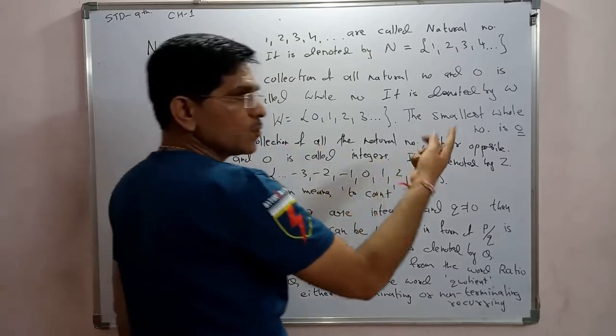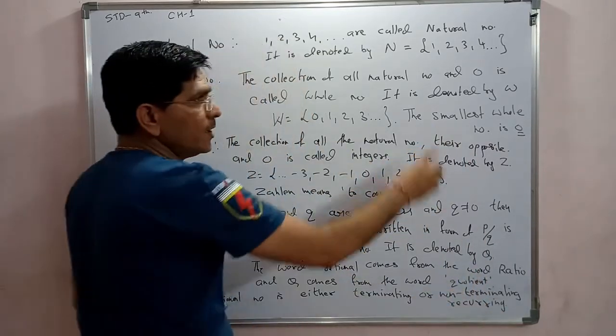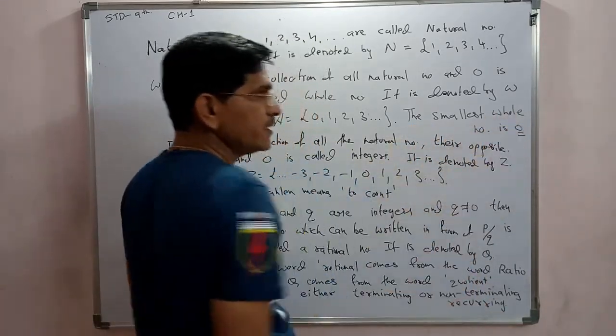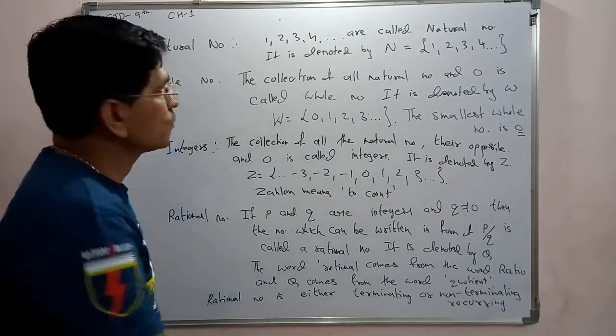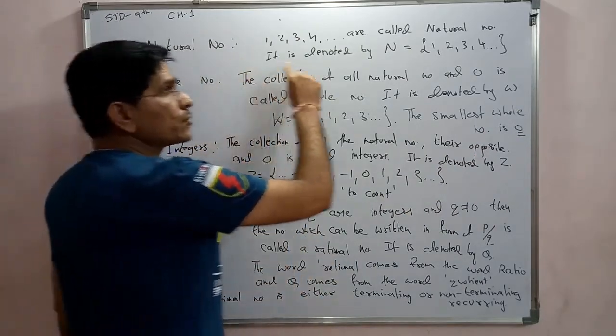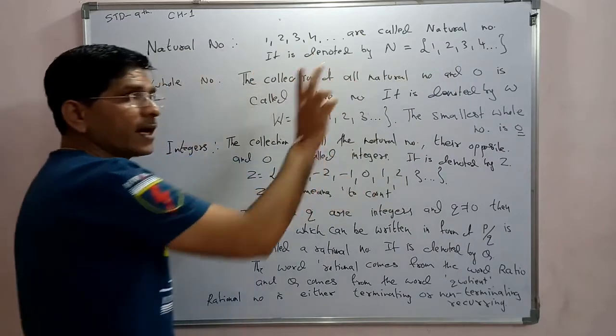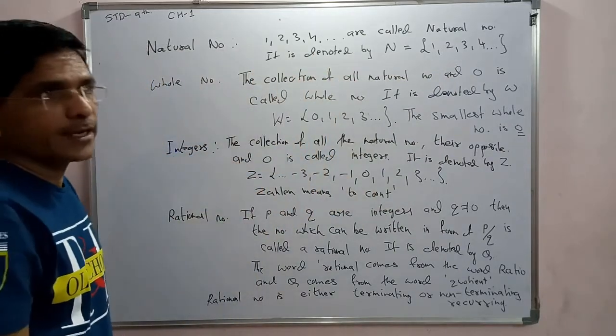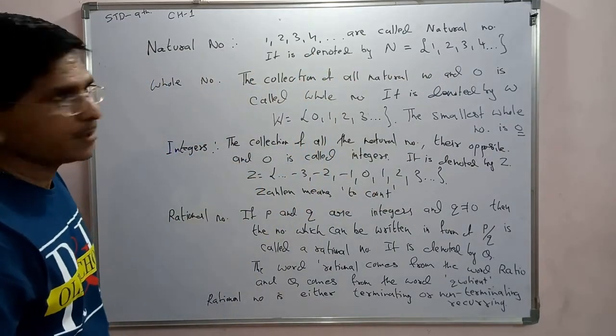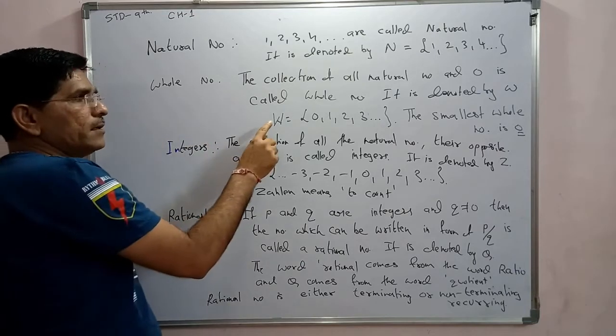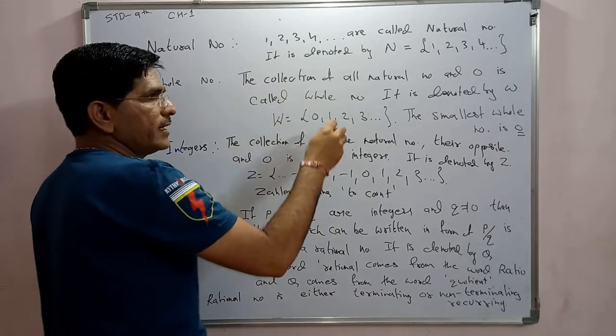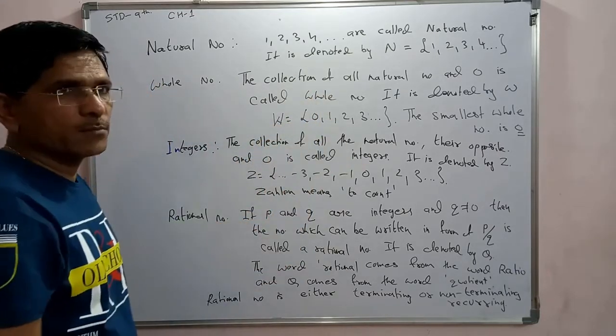But in MCQ 1-mark questions or GK based questions, the smallest whole number is 0. So first is natural numbers. They are also infinite; we cannot count them. Natural numbers are called infinite numbers. Whole numbers: again, if we add 0, it converts into whole numbers.